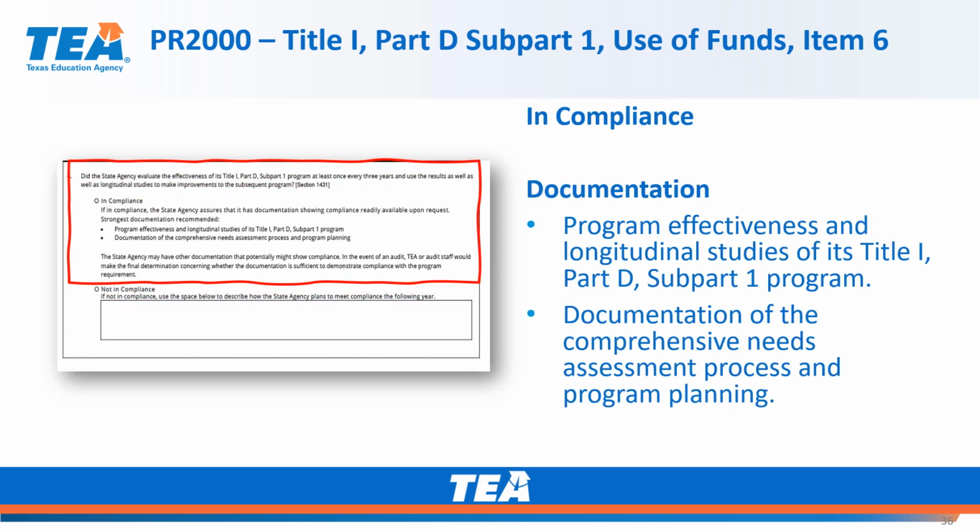In order to comply with this requirement, state agencies should keep documentation of evaluations of their program. The strongest documentation may include documentation showing program effectiveness and longitudinal studies of its Title I, Part D, Subpart 1 program, as well as documentation of the comprehensive needs assessment process and program planning.